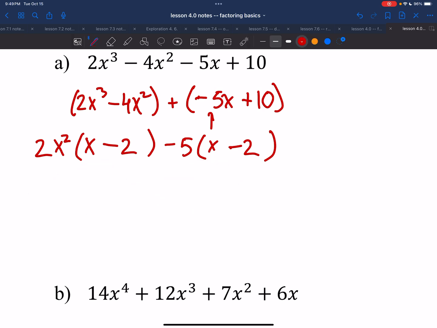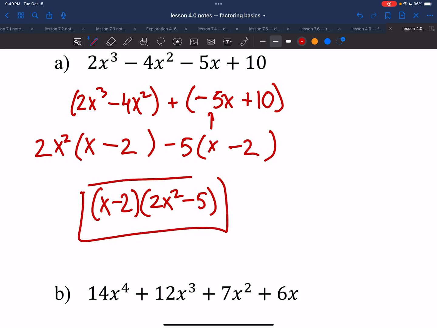This has an x minus 2, and this has an x minus 2. So what does that mean? It means you can factor out x minus 2 from both terms. So what's left? Well, if you factor out x minus 2, then you have 2x squared and minus 5. And so it is then 2x squared minus 5, and we are done. How nifty is that? That's it. We are done. Hooray!